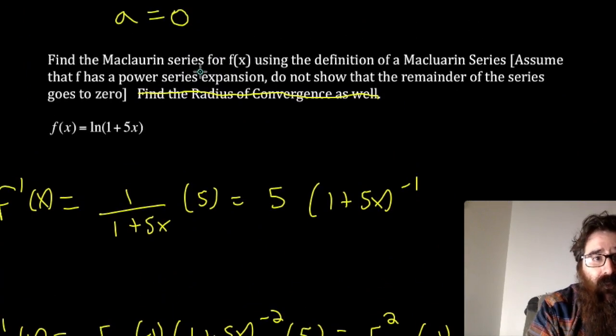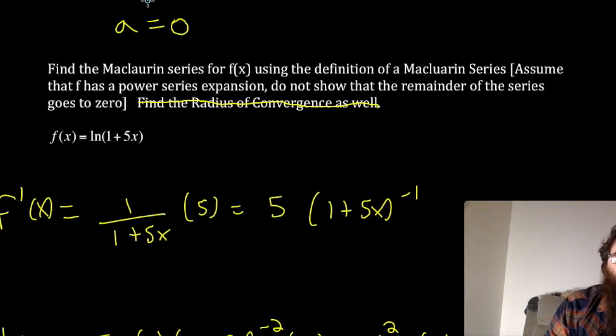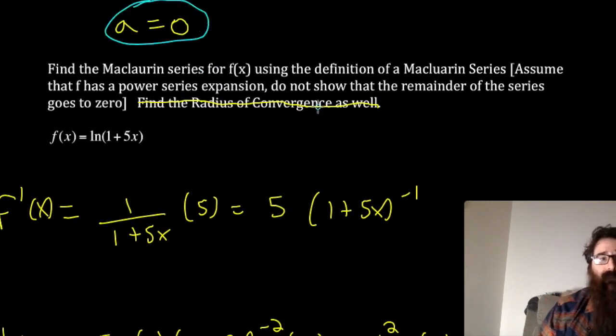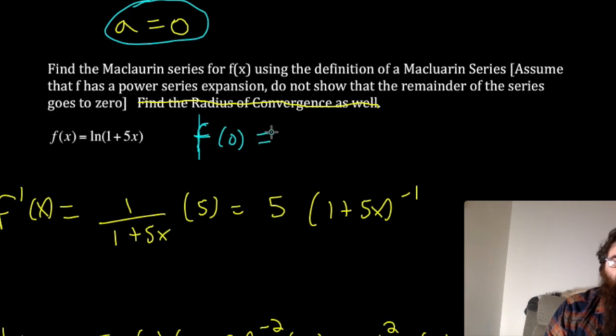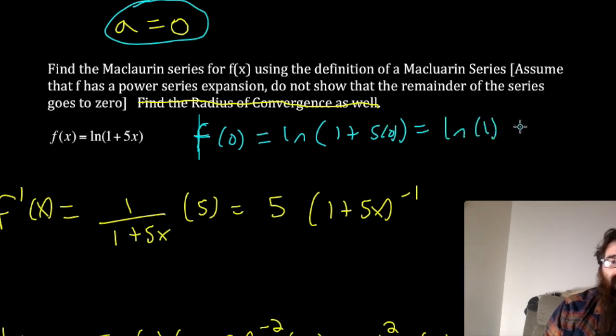Now I want to start evaluating. We said Maclaurin series, which means centered at a equals 0. So I want to plug 0 in and evaluate, starting with the original function. So here that was given to me, so I could have done that already. If I plug 0 in, I get f at 0 is natural log of 1 plus 5 times 0. 5 times 0 is 0, so this just gives me ln of 1. And important to remember that natural log of 1 is actually 0. So f at 0 is actually equal to 0.